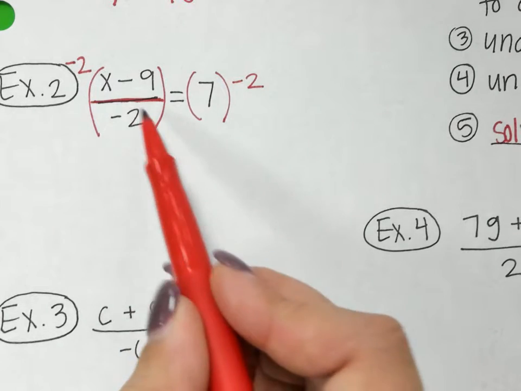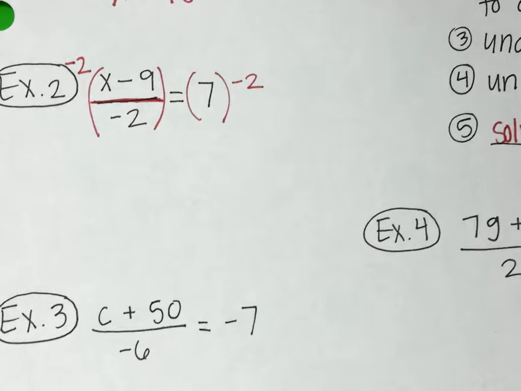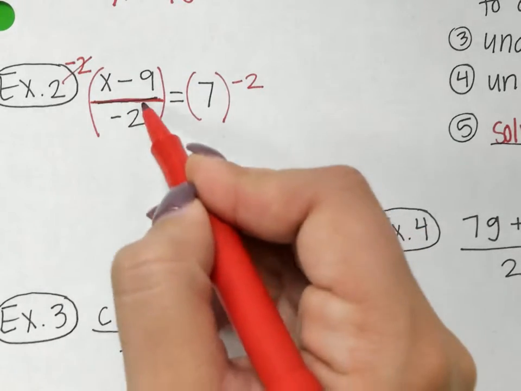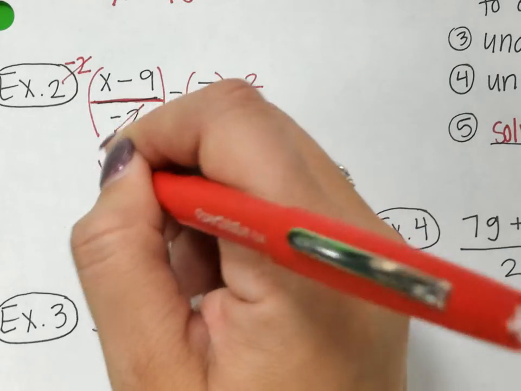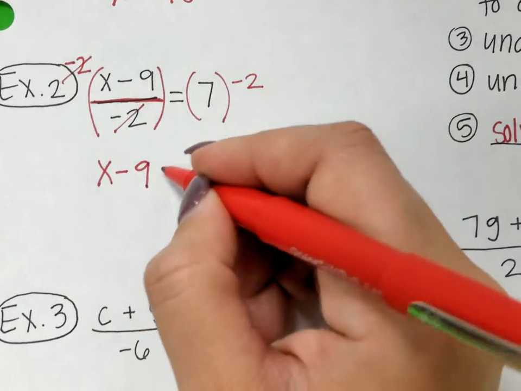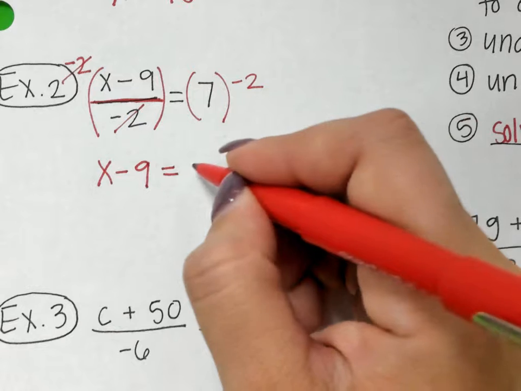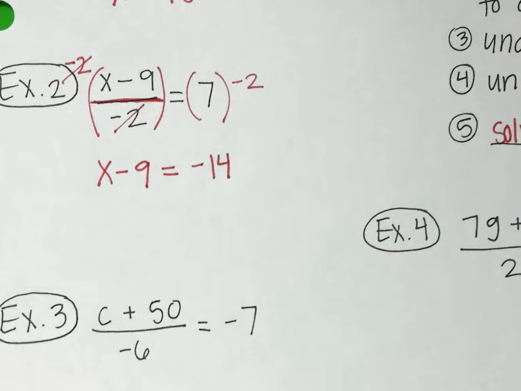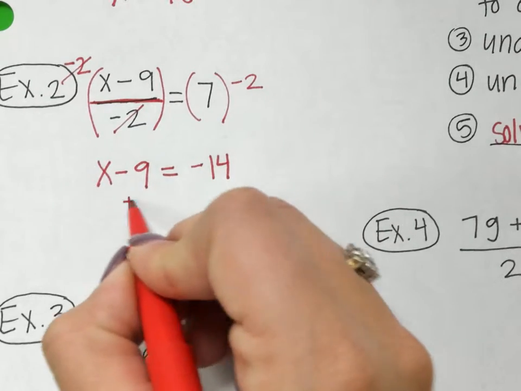Because you're trying to get that negative 2 to go away. You're trying to get that fraction to go away. So those negative 2's cancel each other, leaving you with x minus 9 equals what? Negative 14. Now what do you have to do? Add 9 to both sides.